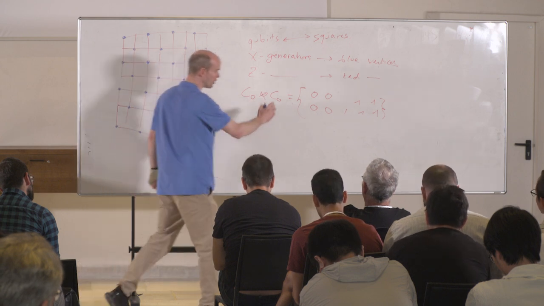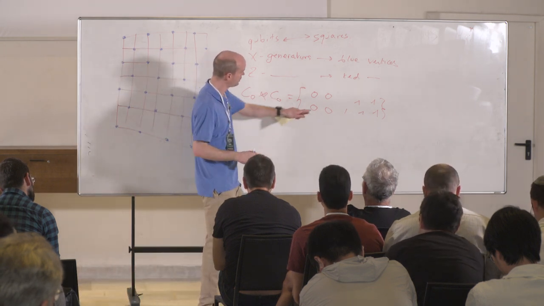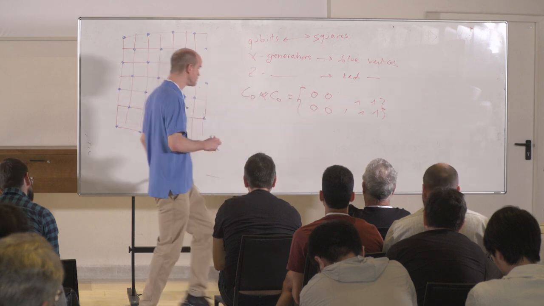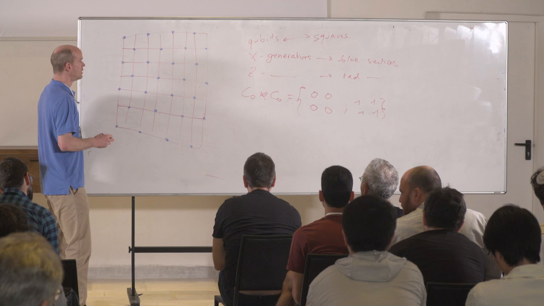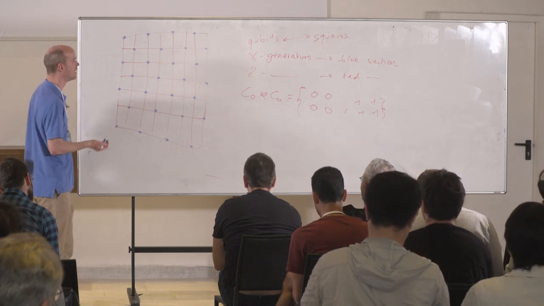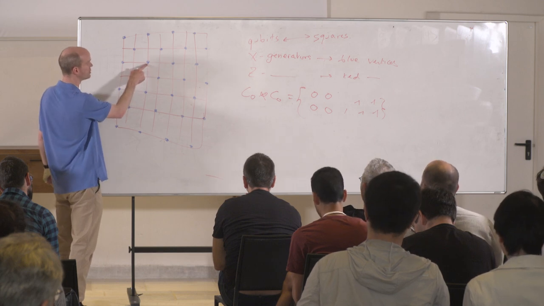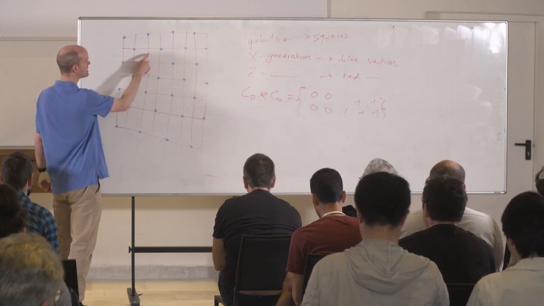No, only these two code words. So this is like a product code. It has two code words, so the dimension of this thing is one, if you want. So on the blue vertices, I will put X-type generators. So what will be an X-type generator? For instance, for this blue vertex, it will be X, X, X, X.